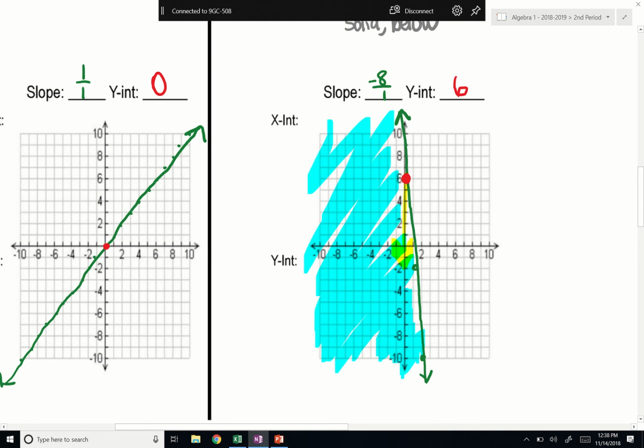Okay. Now, for the remainder of the period, you get to work on your homework. There's 8 questions. It's all about space moved.